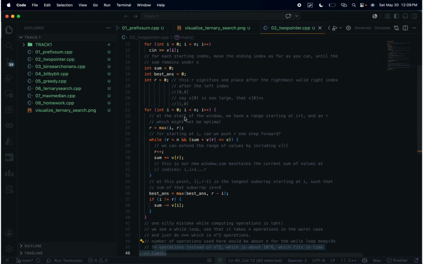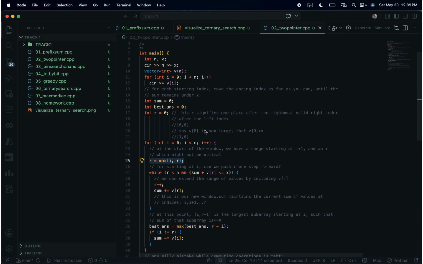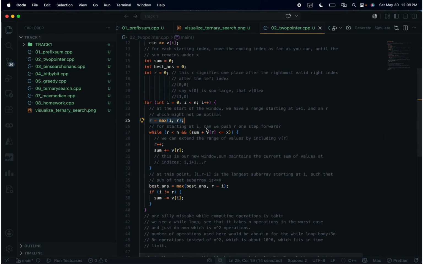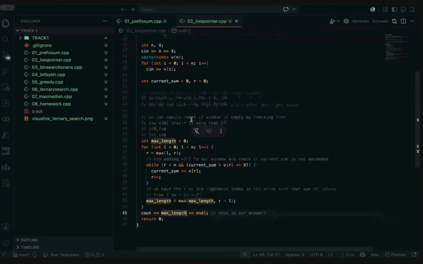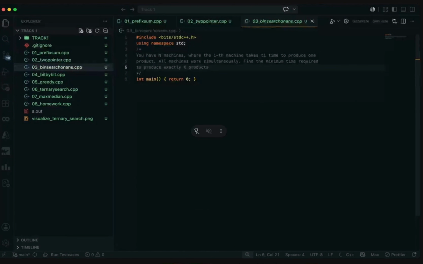It is quite easy to miss certain special cases, such as this i not equal to R case, where this window is empty but you're still subtracting V of i if this i not equal to R check was not there. Similarly, this was a special case too. That is, say the i grows beyond R, then we would have to update R to be i in order to maintain physical consistency. So that is it about the 2-pointer technique. Right, so let us move on to our next problem.